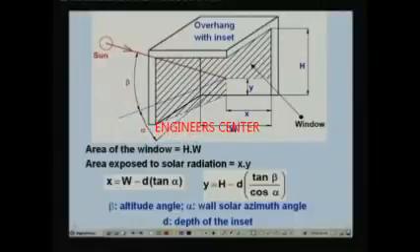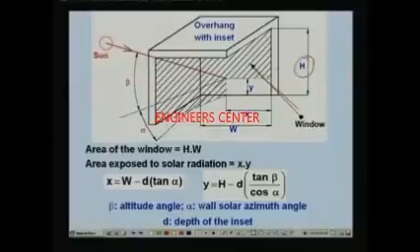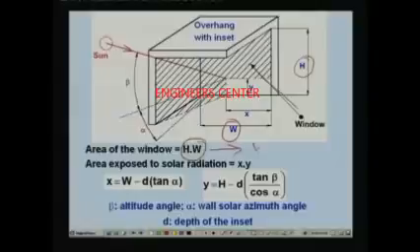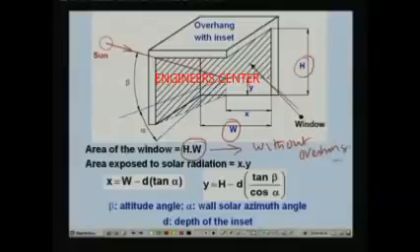So, this is the window. Window has the dimensions of height h and width w. So, area of the window is given by h into w, right, and area exposed to solar radiation is equal to this without overhang, because the entire area is exposed to solar radiation.